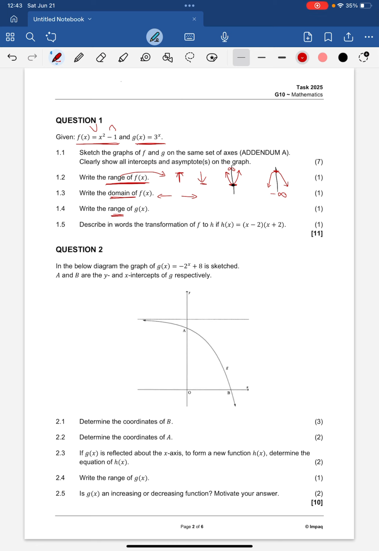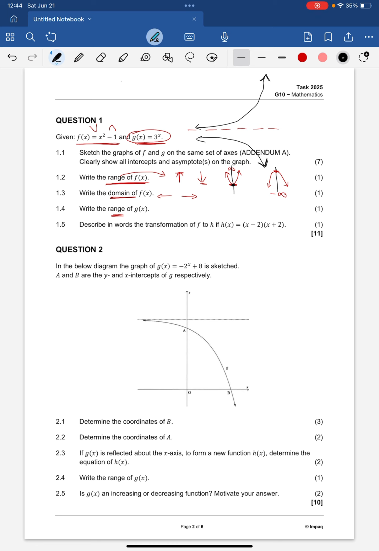Range of g of x, same thing. Range is the y values. Now, because this one is an exponential function, it has an asymptote. It means there is a line that the function cannot be equal to. It can either look like this or whatever. It can even be below. So what you need to know is, does it go up to positive infinity or down to negative infinity? Sorry for drawing on the question.